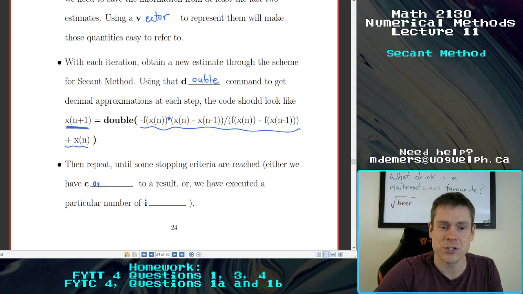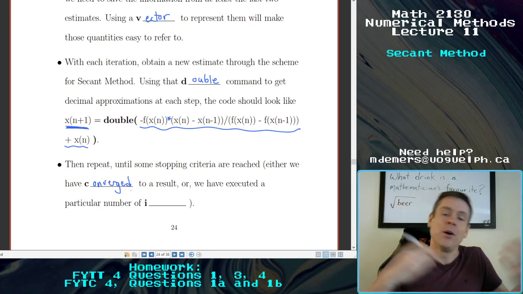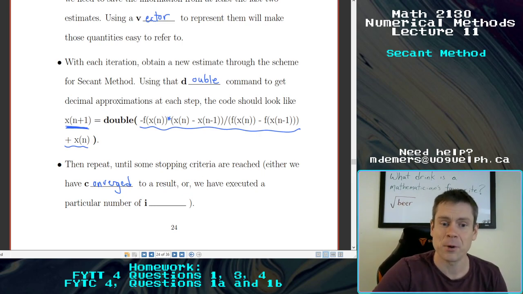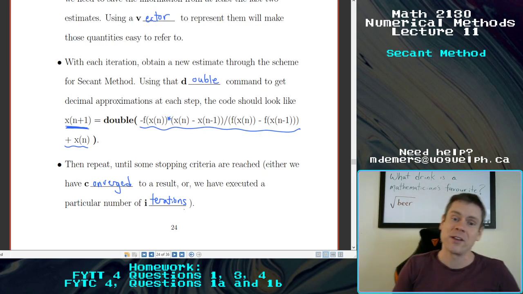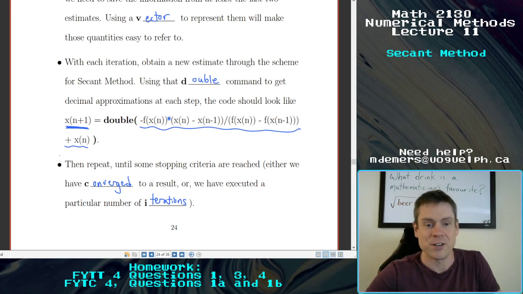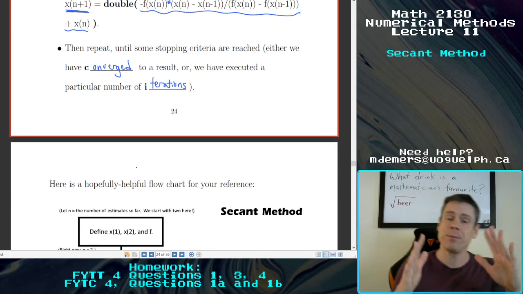Either we have converged to a result, so your estimates aren't changing very much, or maybe you go a particular number of iterations. Maybe you iterate 10 times or 20 times, but secant method tends to be very quick, so you probably won't need 20 iterations. So yeah, take a look at that, try it out.